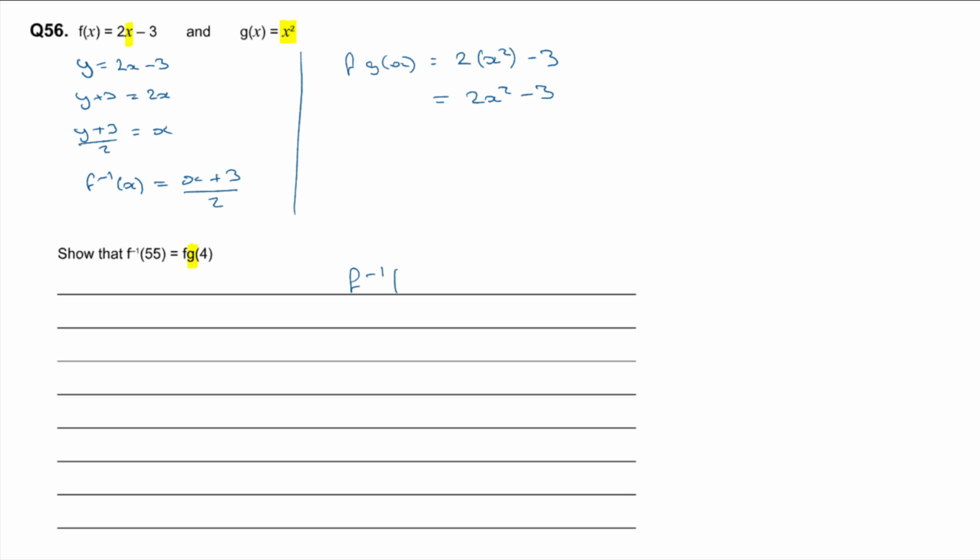What's the f to the minus 1 of 55? That's going to be 55 plus 3 over 2. What's that then? 55 plus 3 is 58. 58 divided by 2 is 24.